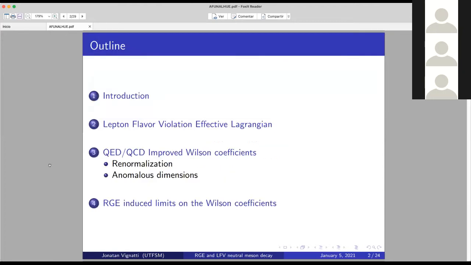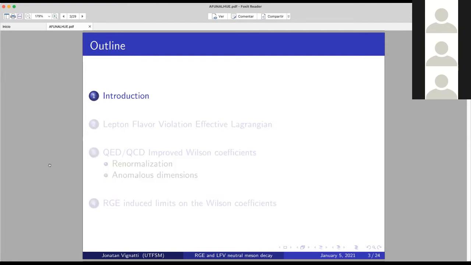So this is the outline. I will be talking about a little introduction, to motivate why we're interested in lepton-flavor violating processes. Then how renormalized QED, QCD can improve the Wilson coefficients that are involved, and that's pretty much the outline. So let's go to the introduction.